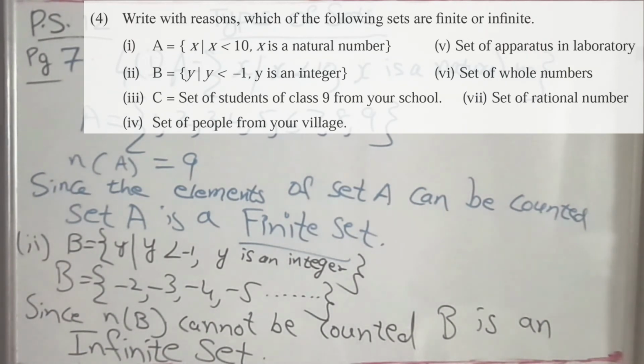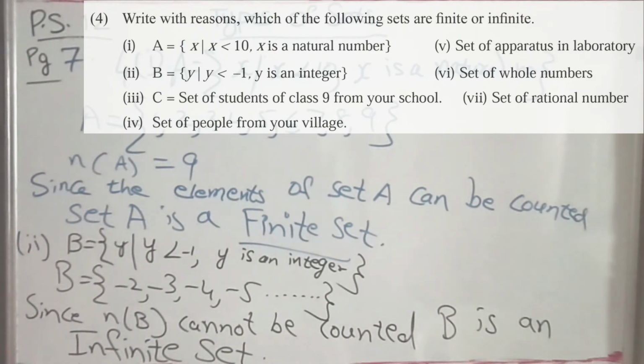Fifth, set of apparatus in your laboratory. Yes, in our science laboratory, we know how many apparatus we have. Your Ganesh sir keeps the record of how many beakers, how many test tubes, how many chemicals, everything. It is countable. So it is a finite set.